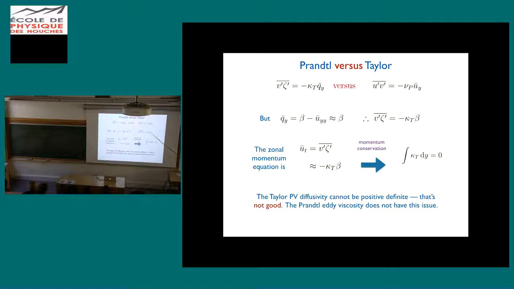Yeah. But then the zonal momentum equation, I forgot to put in the minus mu u bar, which is kind of an oversight, has a problem. In fact, does it have a problem? Yeah, it does have a problem. I should have written here mu u bar.